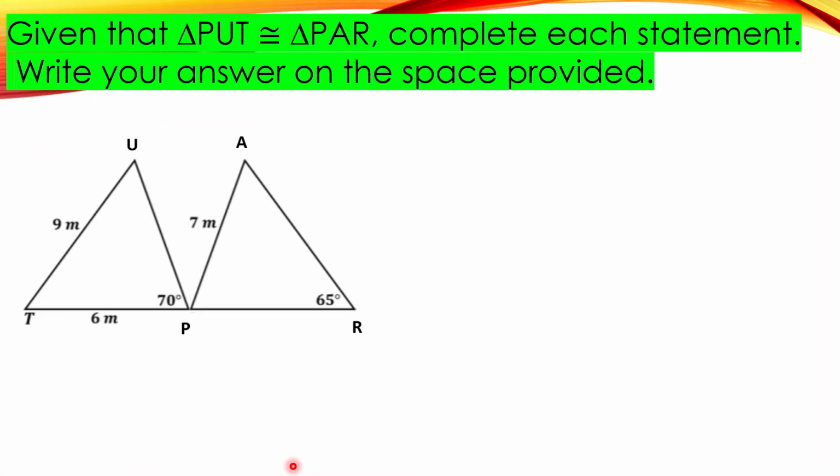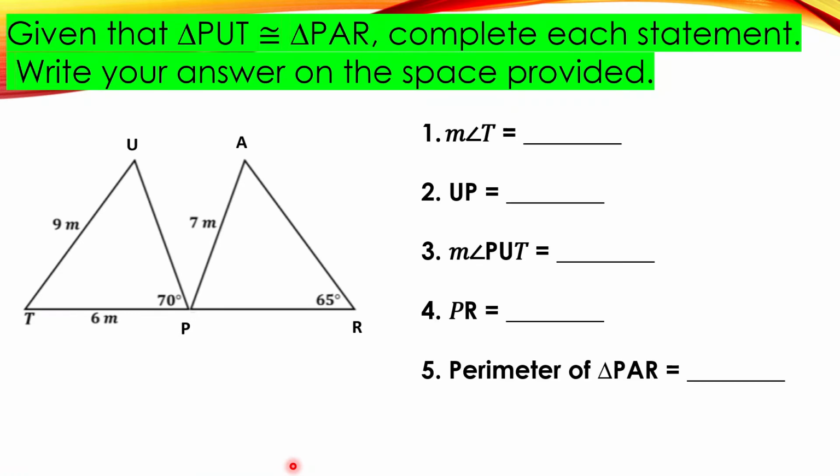So let's have another example here. So given the triangle PUT is congruent to triangle PAR. So complete each statement. Write your answer on the space provided. So if we're going to notice here, triangle PUT. So going to have a symbol here. So let's say this one. Okay. Congruent to triangle PAR. So from PA, so R. Okay, so ayan siya.